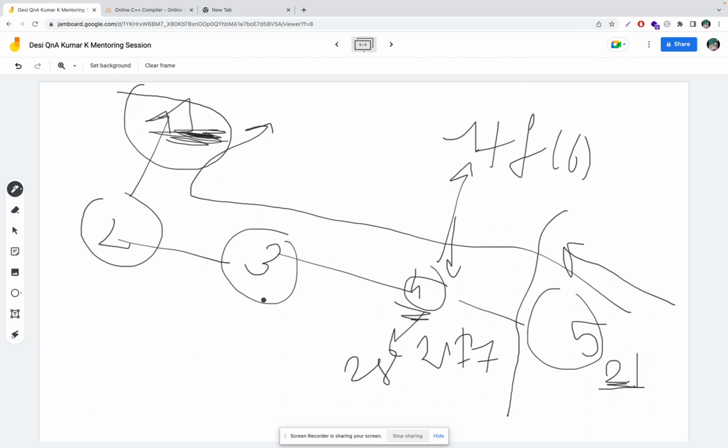What is the value at the third node? The third node is asking for f of 8. What is f of 8? The program knows that. So the value is 8 plus f of 7.